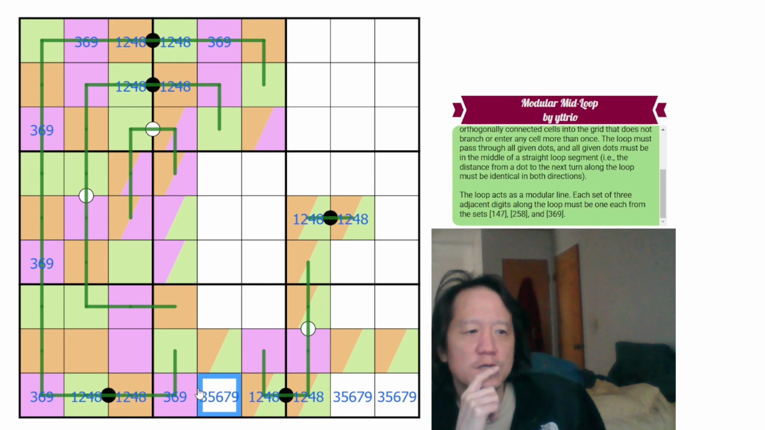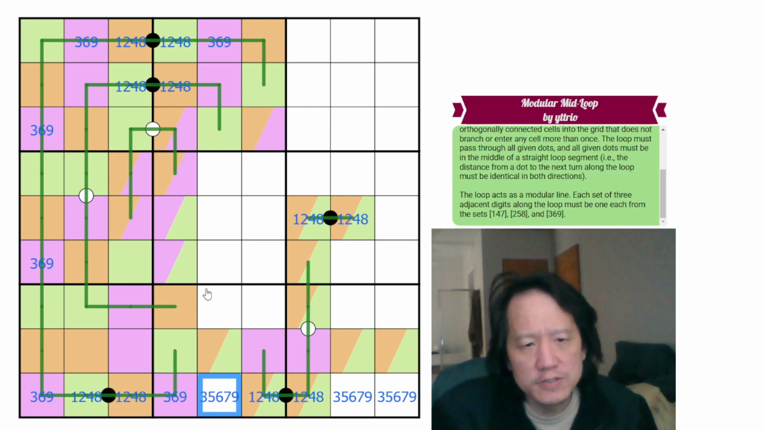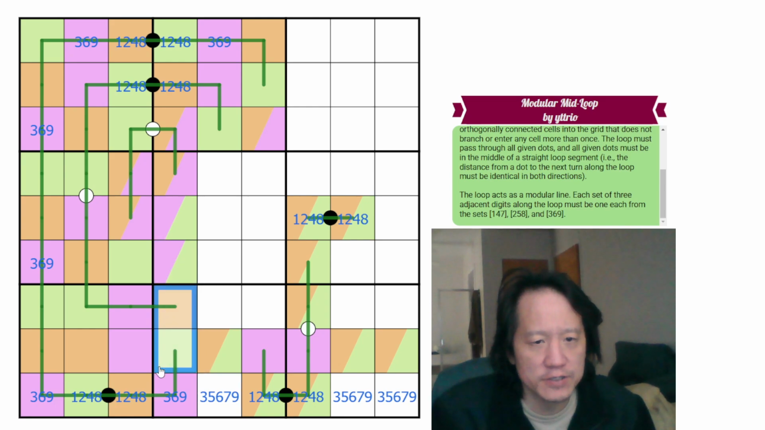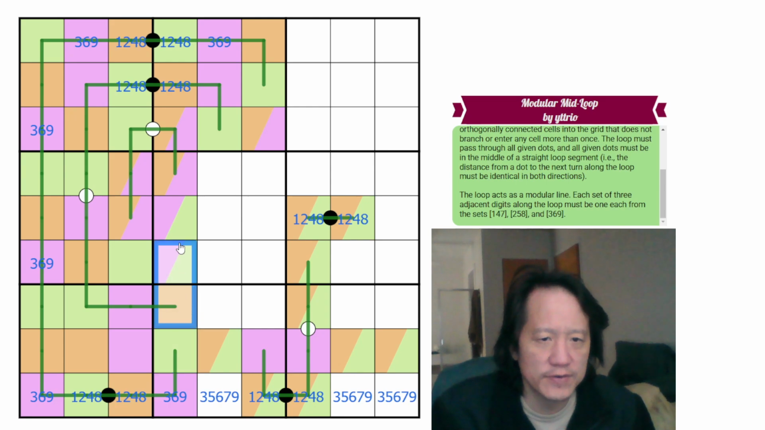That's interesting. This could, well, the problem is it could go here too. So it could go any of these three directions. These are fine. Those are all fine.